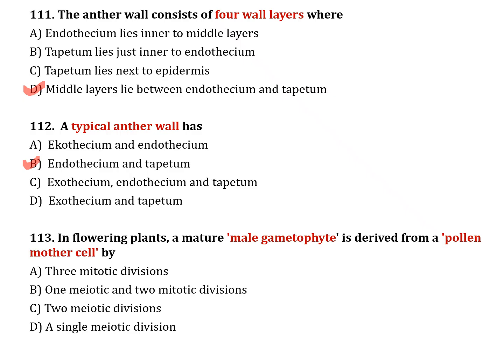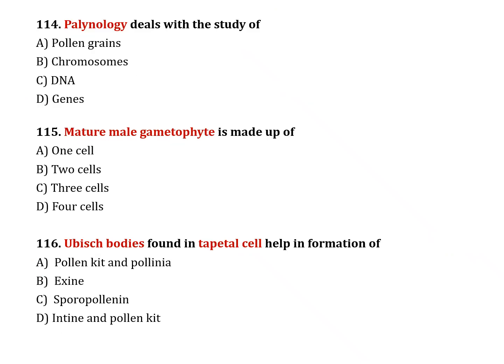The next question, number 113. In flowering plants, a mature male gametophyte is derived from a pollen mother cell by option A, 3 mitotic divisions. Option B, 1 meiotic and 2 mitotic divisions. Option C, 2 meiotic divisions. Option D, a single meiotic division. Correct answer is option B, 1 meiotic and 2 mitotic divisions.